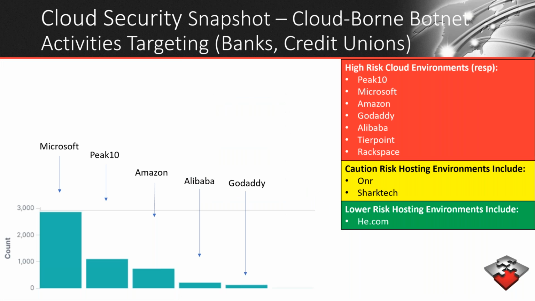In cloud security, we see botnet activity consistent with prior trending. Microsoft is back in 1st place, bumping Peak 10 to number 2, while Amazon, Alibaba, and GoDaddy round out the top 5. Based on current botnet detections, ONR and SharkTech remain in caution status, with HE.com again rated at lower risk.